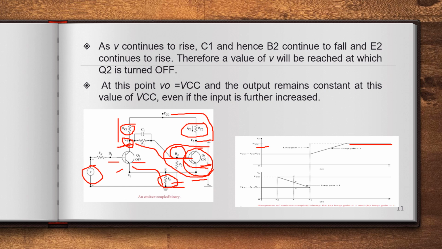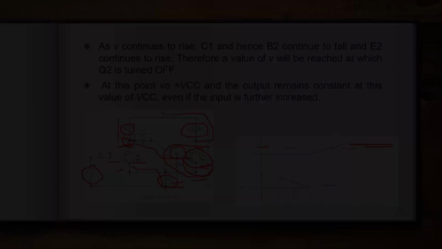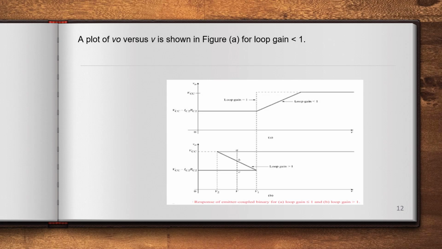Even if the input is further increased, output stays at this value VCC. The plot of V0 output versus input voltage, which is applied at the base of the transistor Q1, is shown like this. This is for loop gain less than 1. Here loop gain is adjusted by adjusting the value of first stage collector resistance RC1. Here RC1 is decreased for adjusting the loop gain and to make the loop gain less than 1. So this is the case for loop gain less than 1.